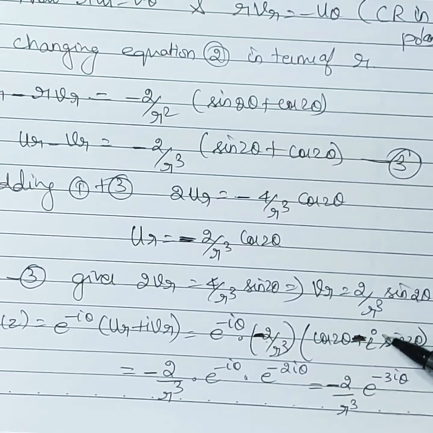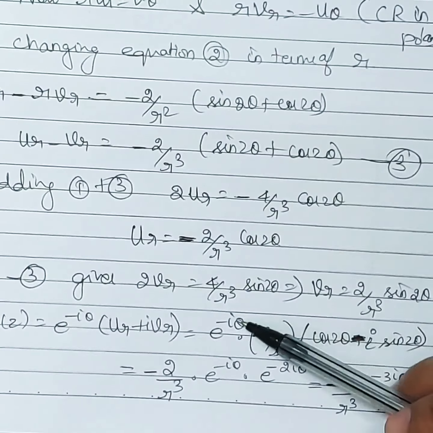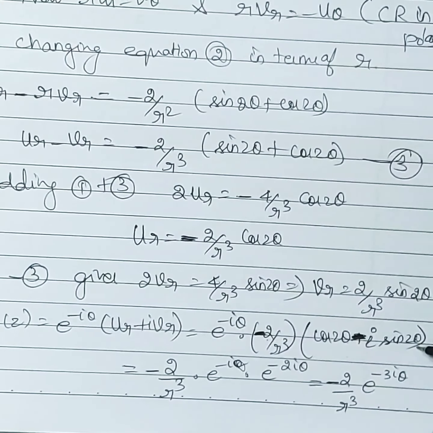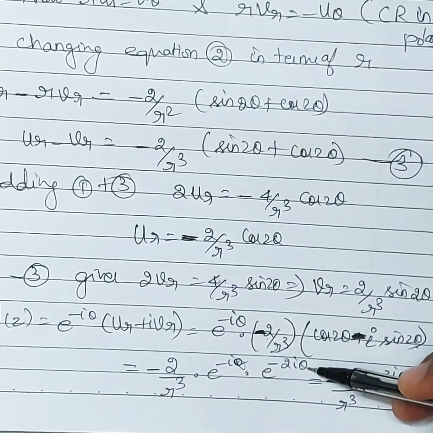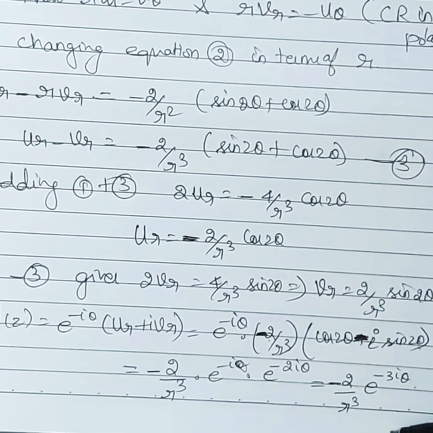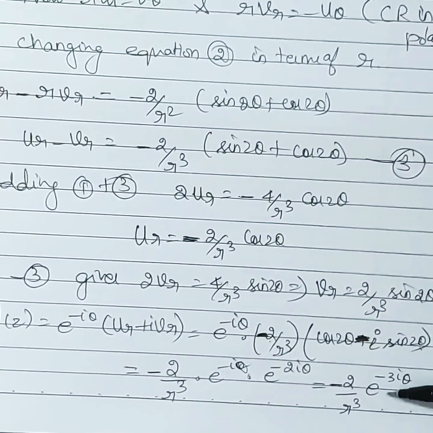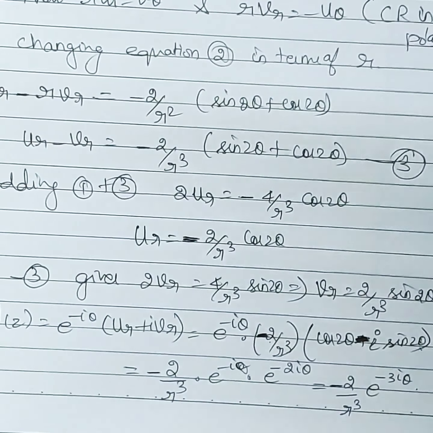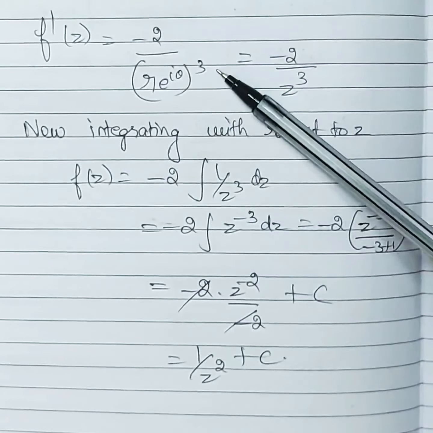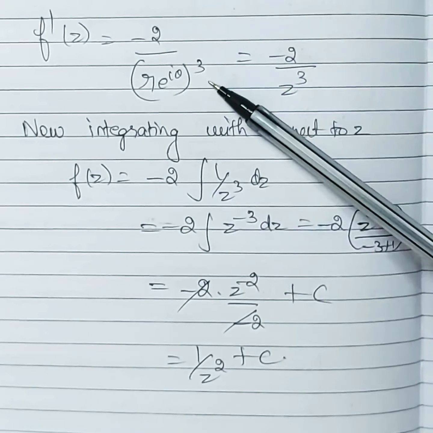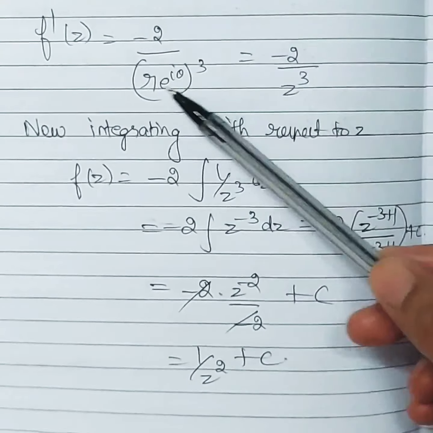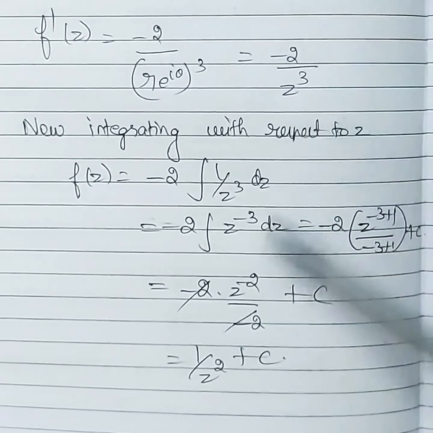Okay, now it's visible. After this step, already we have e power minus i theta, and cos 2 theta minus i sin 2 theta is e power minus i 2 theta. So this and this will become e power minus i 3 theta. If this goes to the denominator, we will get minus 2 by r cube e power plus i 3 theta. So that's what I have written. So minus 2 by r e power i theta, the whole cube. So r e power i theta is replaced by z, so minus 2 by z cube.